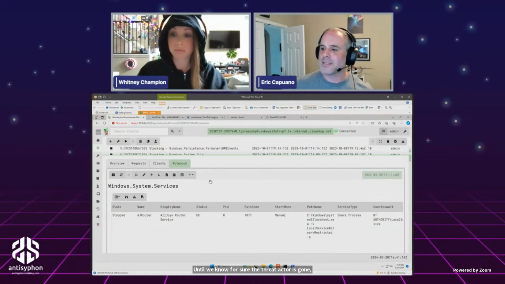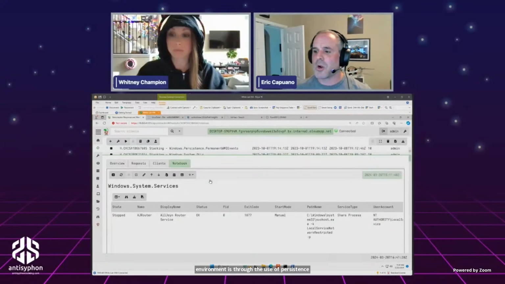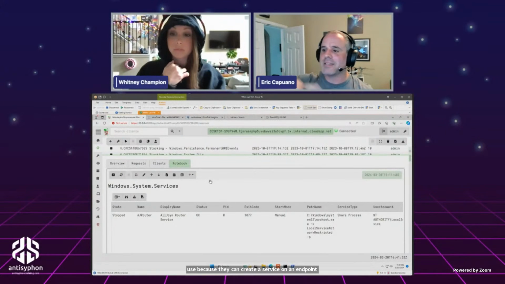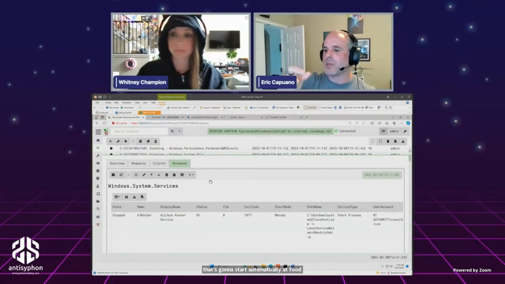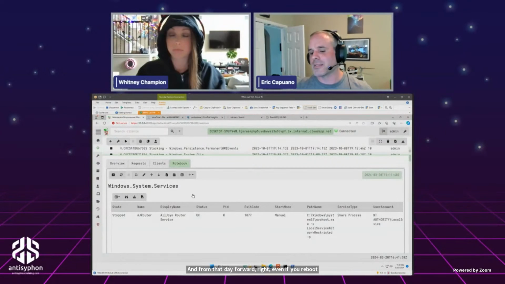And one of the ways that threat actors keep a foothold in your environment is through the use of persistence mechanisms. There are many of these, and we're only going to talk about one of them here for the sake of time. But services are a popular mechanism, because they can create a service on an endpoint that's going to start automatically at boot. And from that day forward, even if you reboot that system, they're going to maintain a foothold on the machine every time that system reboots, right?